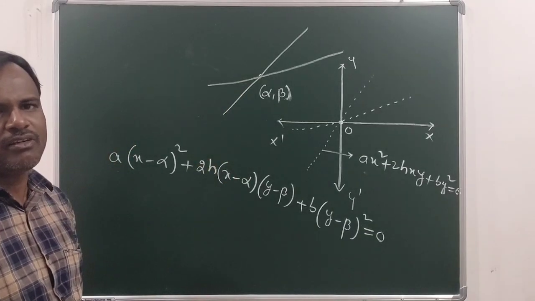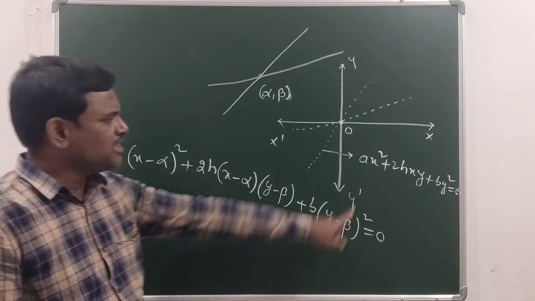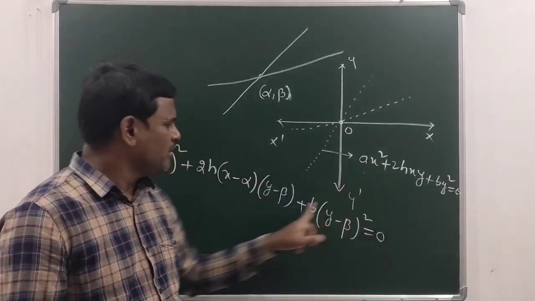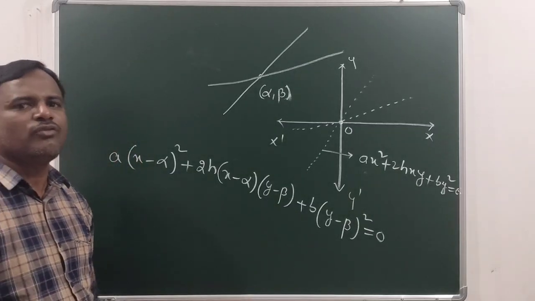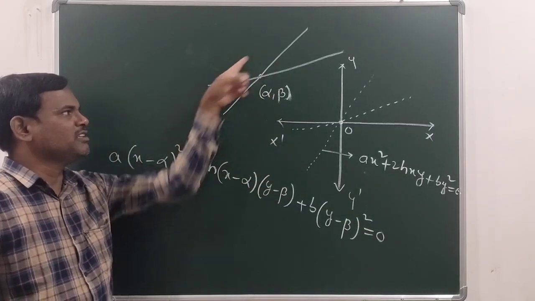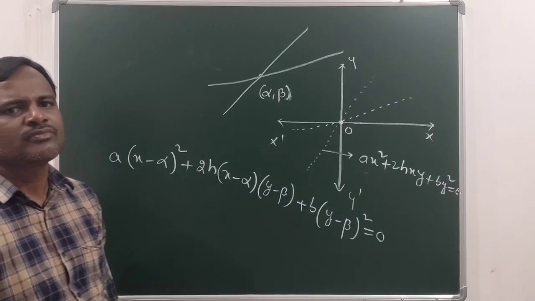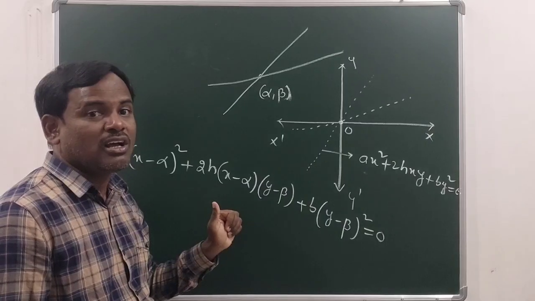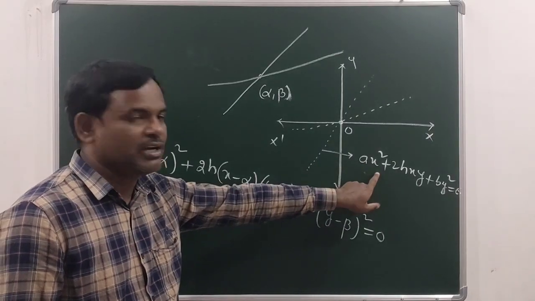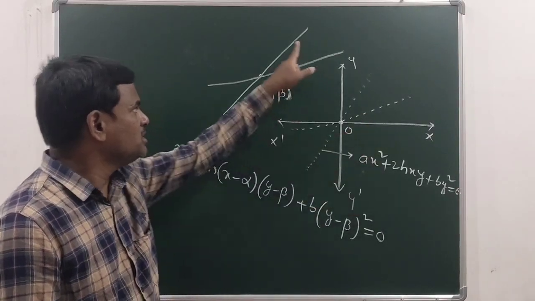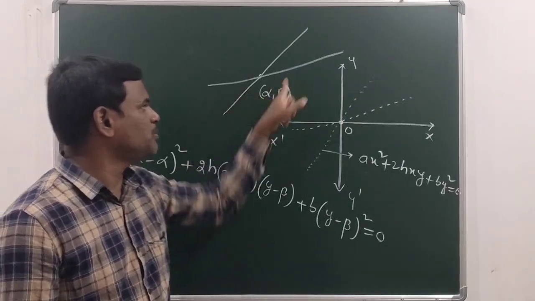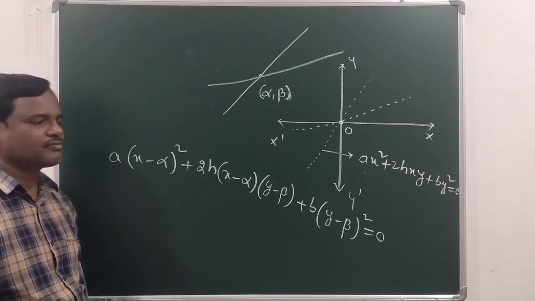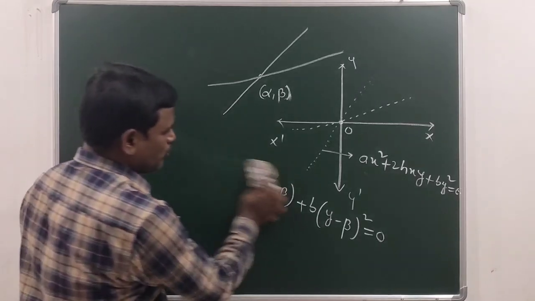Very easy to remember. What did I do here? I replaced x by x minus alpha and y by y minus beta. That's it. And go for simplification so that you will get this combined equation. So these are the two lines which are parallel to the lines represented by this. See, this is parallel to this and this one is parallel to this. Remember it as a standard result. Next, let us go to one more point.